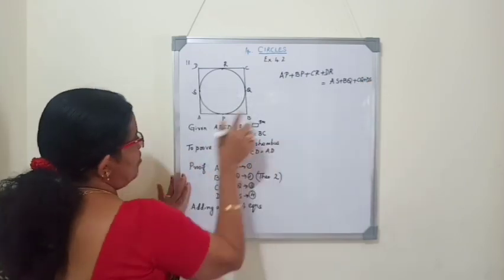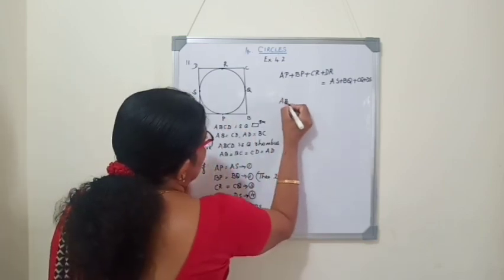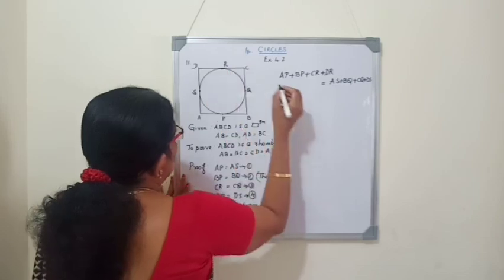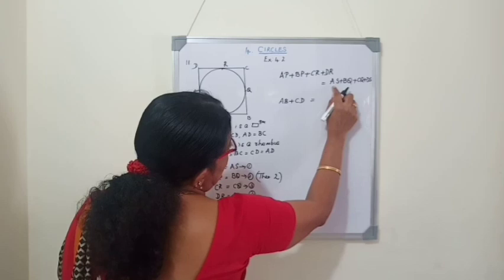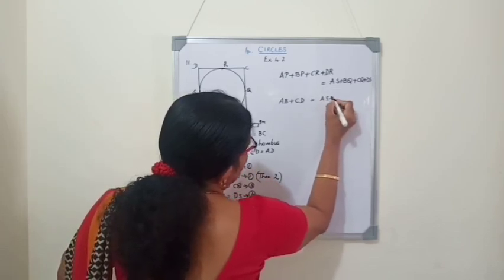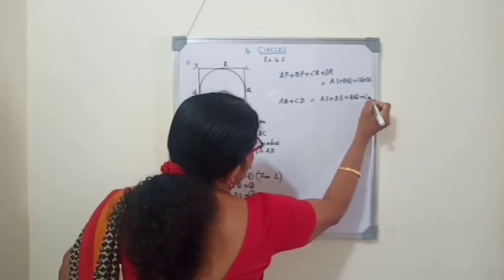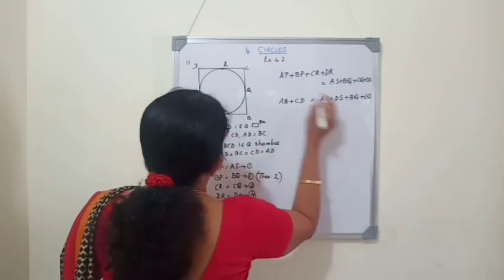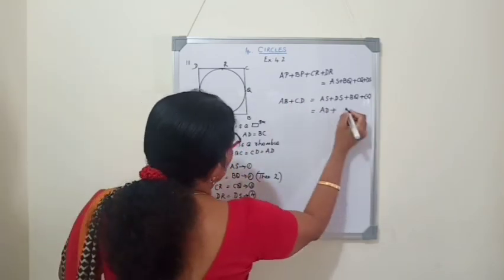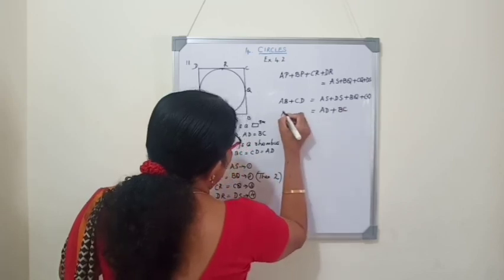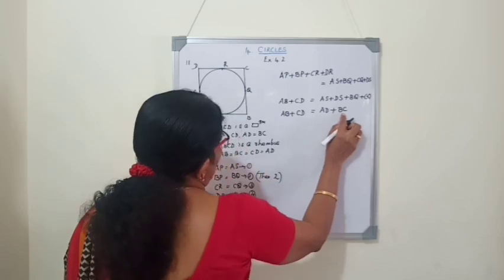Now look at the diagram. AP plus BP, that is AB, plus CR plus DR, it is CD, is equal to, now here we will arrange the terms. AS and DS we will write together, BQ and CQ together. So AS plus DS become AD and BQ plus CQ become BC. So we will get AB plus CD is equal to AD plus BC.